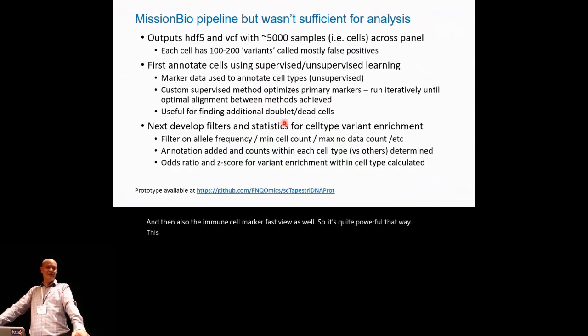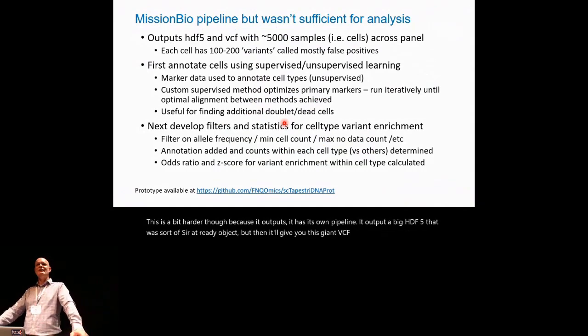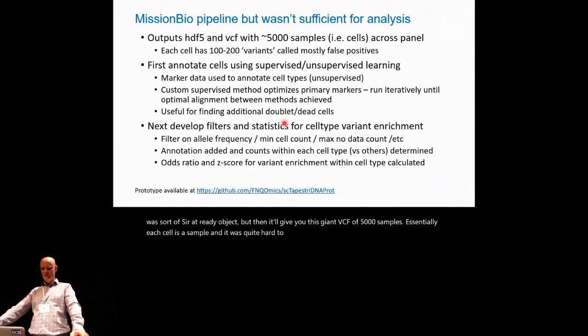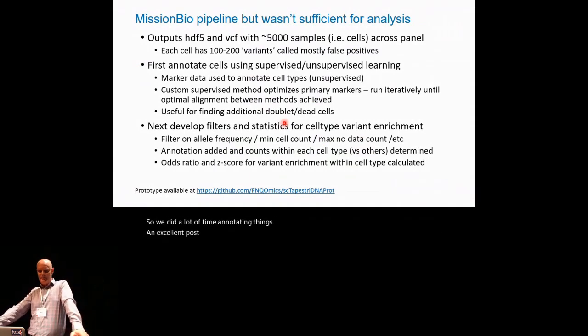This is a bit harder though, because it has its own pipeline. It outputs a big HDF5 that was a Seurat-ready object, but then it gives you this giant VCF of 5,000 samples. Essentially each cell is a sample, and it was quite hard to work with. There were hundreds of variants called, and it had its own black box filtering where it did what it thought was important, but we wanted to build our own around this because we didn't want to just trust the black box solution.